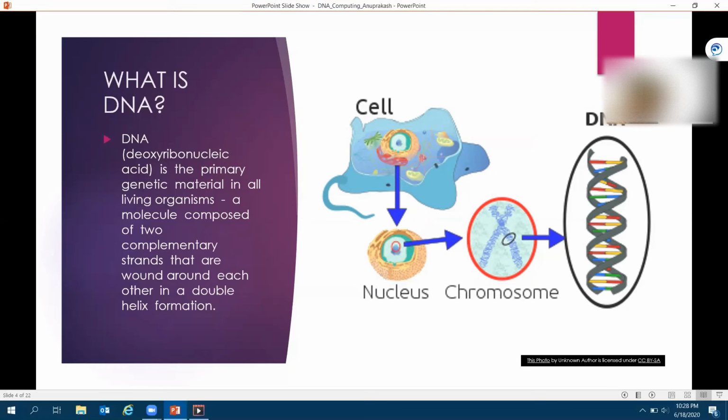From the picture here, we can see that there is a cell. We know that a human cell is very microscopic, and we need an electron microscope to see it. Within the cell, there is a cell organelle called the nucleus, which is at the center of the cell, and within the nucleus there are chromosomes. Human beings have 23 pairs of chromosomes, and within the chromosomes there is DNA. So we can understand what is the size of DNA and how microscopic it is.